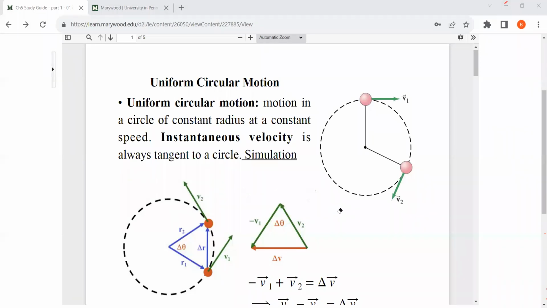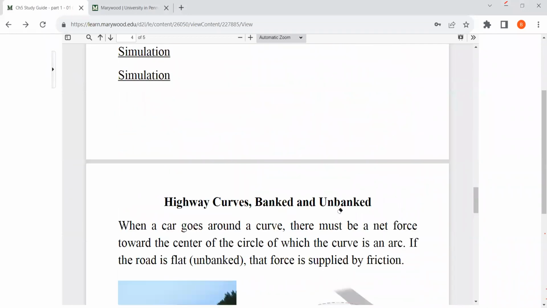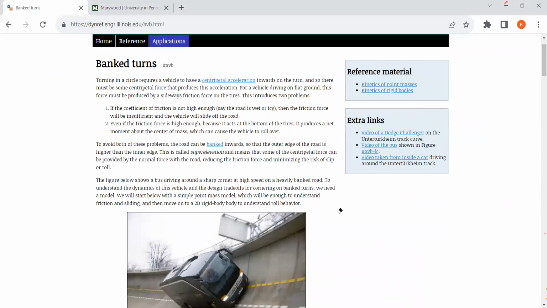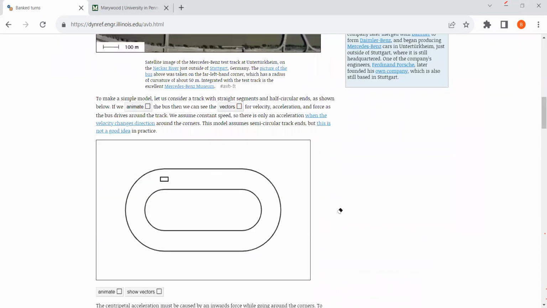All right, another simulation I want to show before we move on. This is actually a racing track. You see that the racing track has some circular portions, this one and this one. When you drive, all the turns are basically part of a circular path.